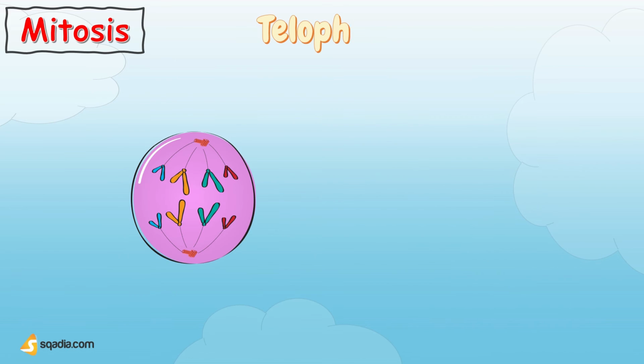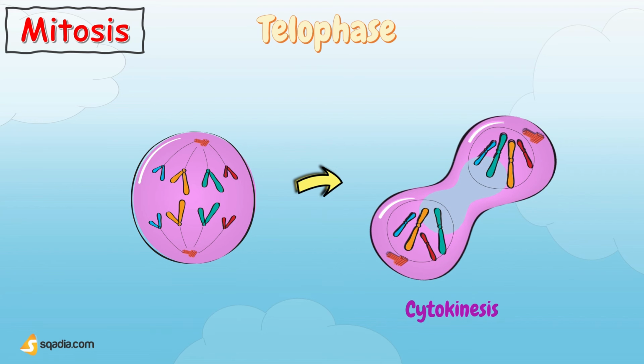Lastly, we have the telophase. Telophase is the final stage of mitosis. At its beginning, two complete sets of chromosomes are present, one set at each pole. The most significant event of this stage is cytokinesis, the division or partitioning of the cytoplasm. Cytokinesis is essential if two new cells are to be produced from one cell.